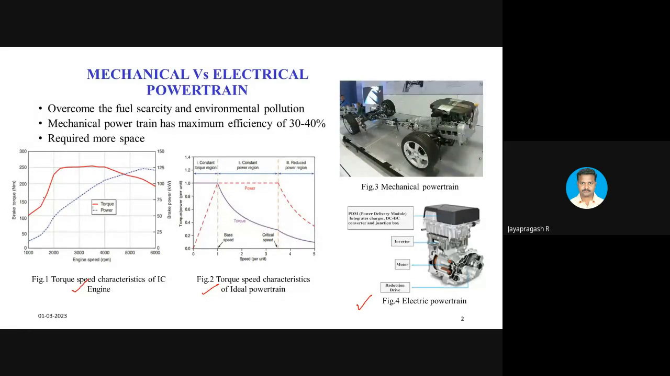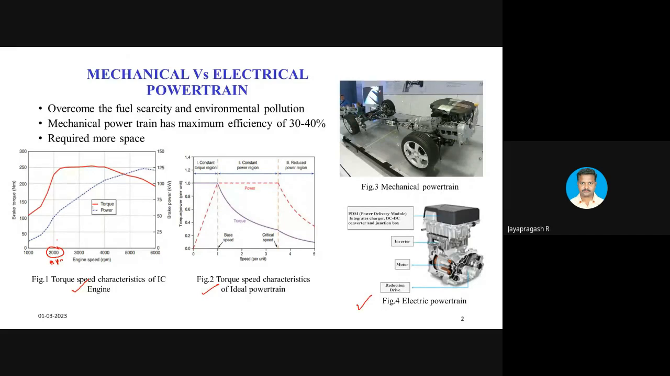Consider this red color waveform is the torque waveform and blue color waveform is the power waveform. See, the torque attains its maximum value only at a particular speed. For example, consider an IC engine, it develops maximum torque only at 2000 rpm. Whereas if we consider electric vehicle, the major requirement is that the electric vehicle has to produce maximum amount of torque at the starting itself, because it has got a payload, right?